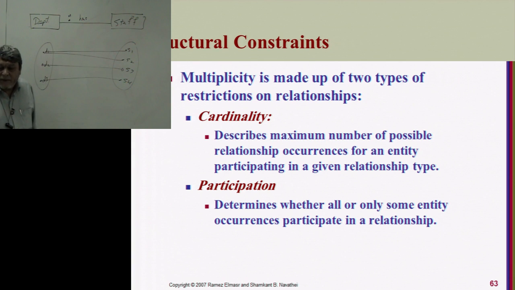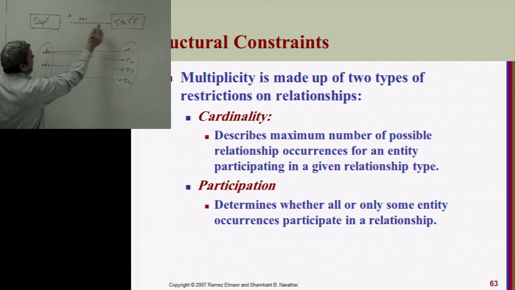Is this the minimum or the maximum number? This is the maximum number. Many. You don't put a ceiling. You don't have a limit. Many. So you ask yourself, how about the minimum? Can it have zero staff, meaning the department does not have any employees working for it? No. Okay? So the minimum number will be 1.